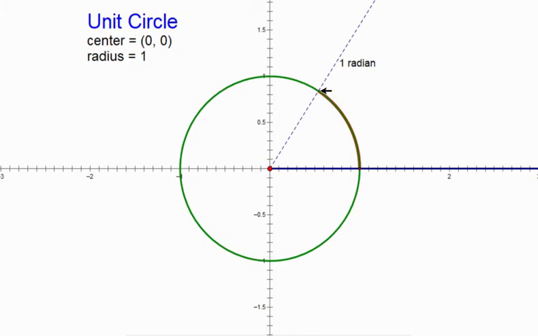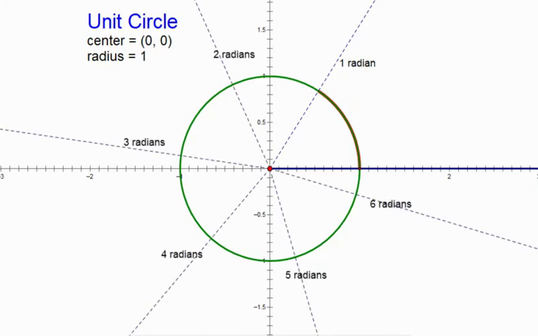So if that's 1 radian, then I guess this would be 2 radians, 3 radians, 4 radians, 5 radians, 6 radians. And we have an uneven number of radians making it all the way around the circle, which wouldn't be very handy. How many radians does go all the way around the circle? Well, it's actually a pretty easy question. Think about it. What's the circumference of a circle?